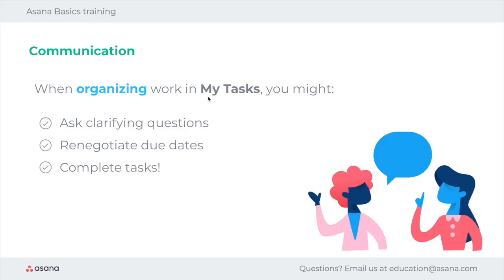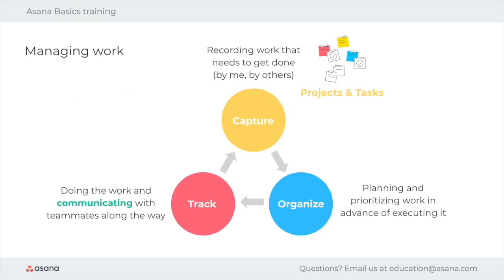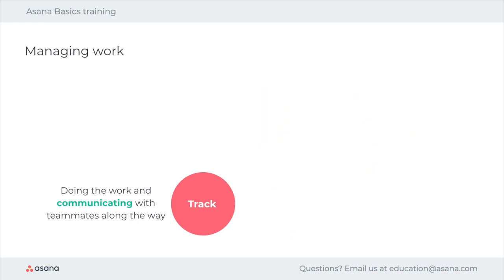So to recap, communicating with teammates directly from your My Tasks by asking a clarifying question, changing or renegotiating a due date, or even completing tasks straight from there as well. As you're capturing, organizing, and completing that work and moving it forward, so are your teammates. And your inbox is really where you can stay up to date on the work that's happening around you. And this is where you will track all that work.